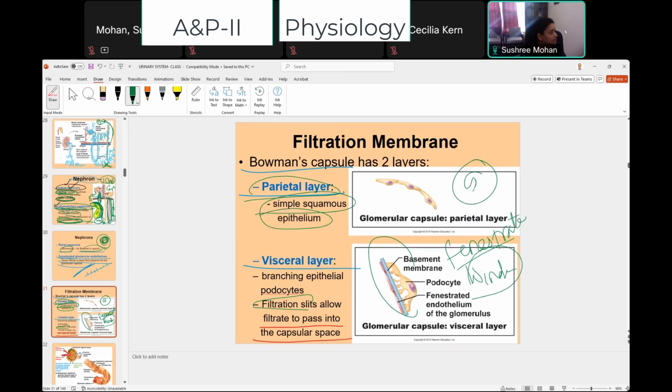The top layer is parietal, and the visceral is the more internal layer, having specialized cells called podocytes. Podo means foot. See how it looks like somebody's foot or feet. So that's a podocyte, and with the fenestrated endothelium of the glomerulus, it has slits. Through the slits, the filtration will happen. So that is the filtration membrane of the Bowman's capsule.